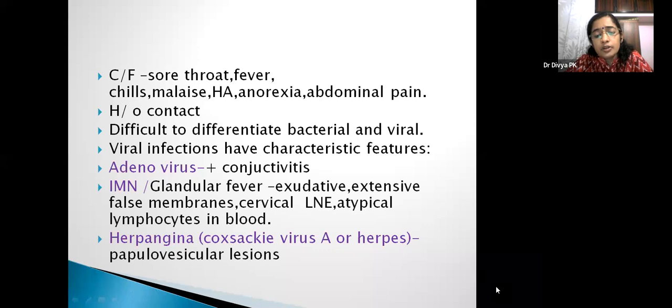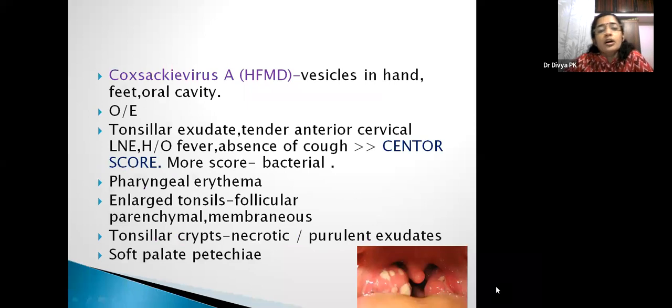Herpangina is another condition, caused by Coxsackie A virus or herpes virus. It may be associated with papulovesicular lesions in the skin. Another condition most commonly seen nowadays in the OPD is hand-foot-mouth disease. It also presents with sore throat, and there will be vesicles in and around the oral cavity, inside the oral cavity, then vesicles on the hands, knees, under the feet, and on the buttocks. On examination, there will be generalized pharyngitis, with red congestion.